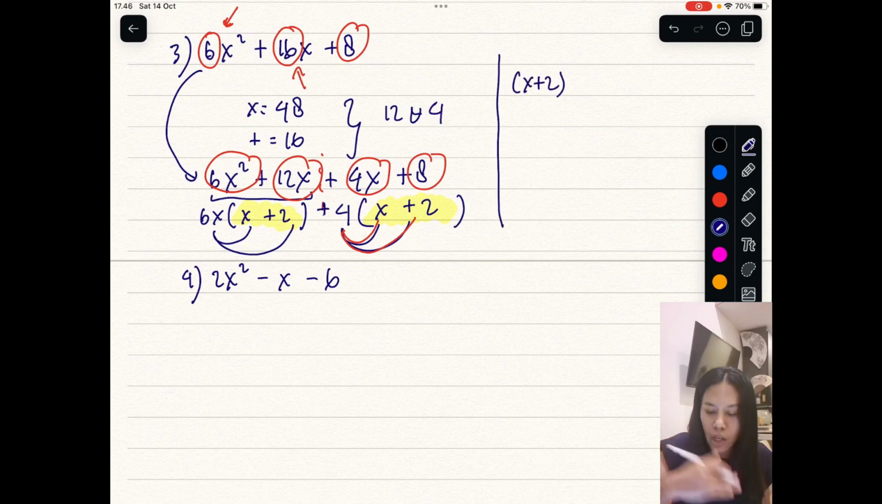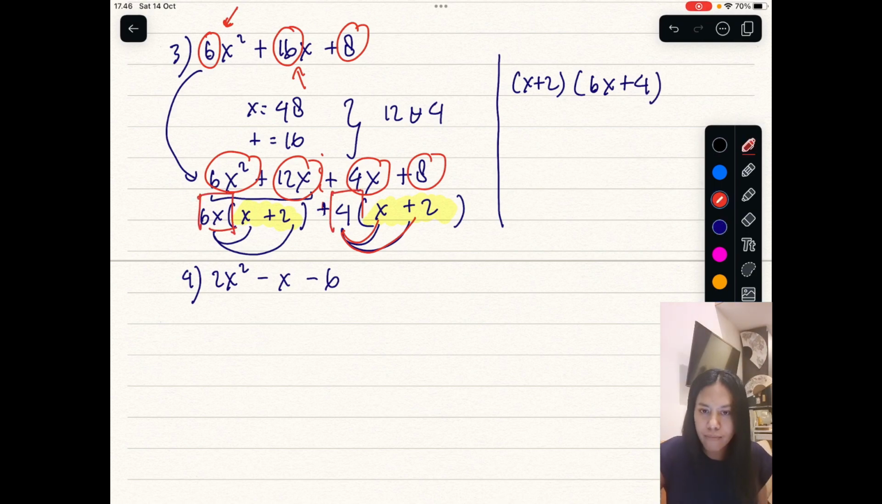So I ditch out the x plus 2 and I'm left with 6x plus 4. How did I get the 6x plus 4? I got it from this and that 4 there. Okay, so the factorized form of 6x squared plus 16x plus 8 is x plus 2 multiplied by 6x plus 4.